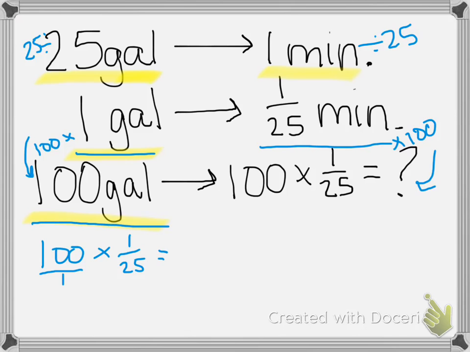So then we multiply. 100 times 1 gives us 100, and 1 times 25 gives us 25. And then our equation is 100 divided by 25. Well, we know 25 goes into 100 4 times. So we can fill 100 gallons in 4 minutes.